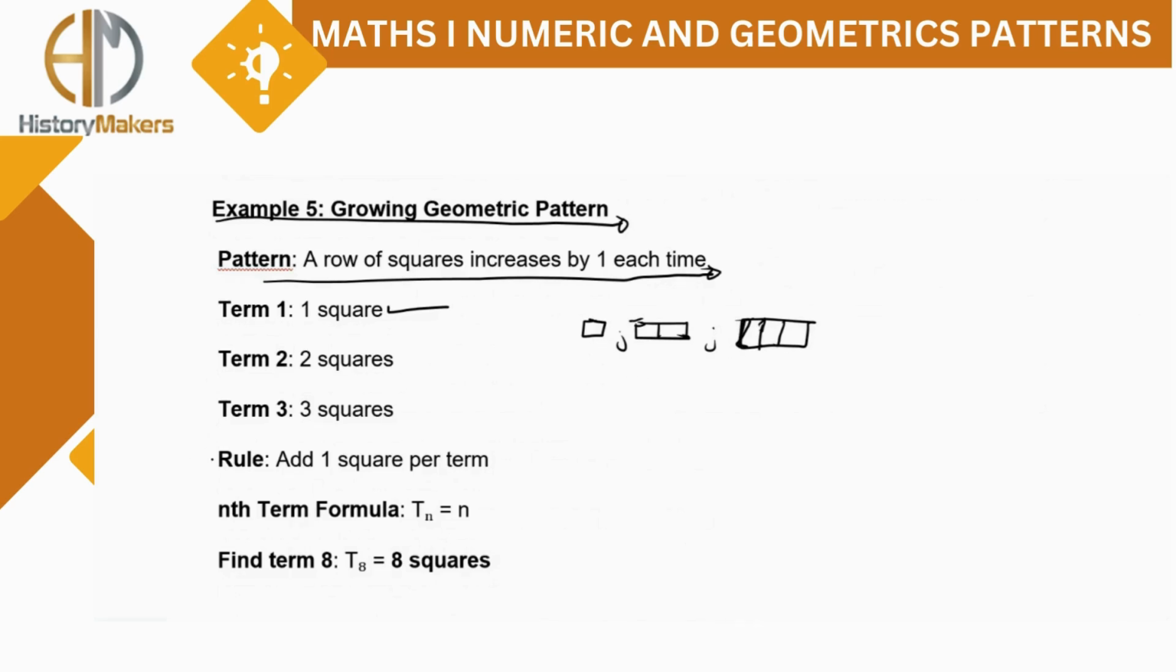So we look for consistency. When we find the consistency, which is our rule, we find out that they added 1 square per term. And now we can say that Tn is equal to n, because if you put 1, we get 1.